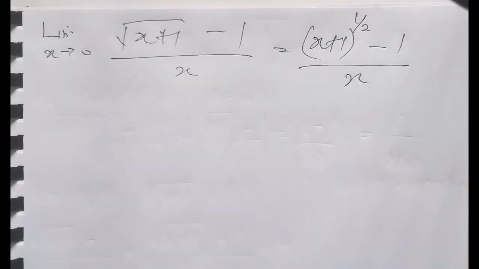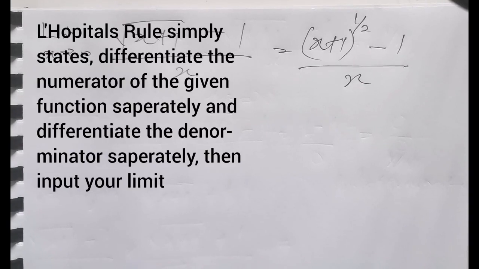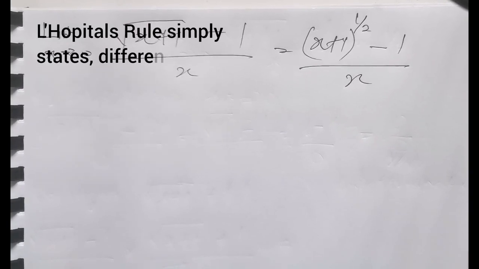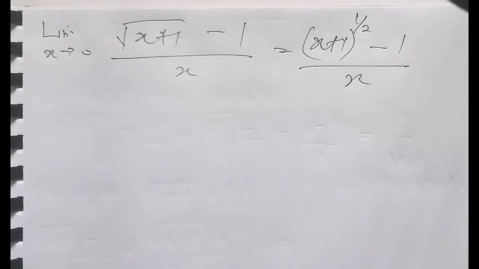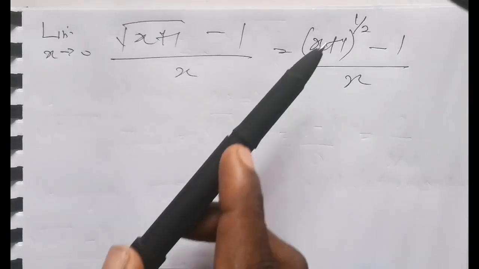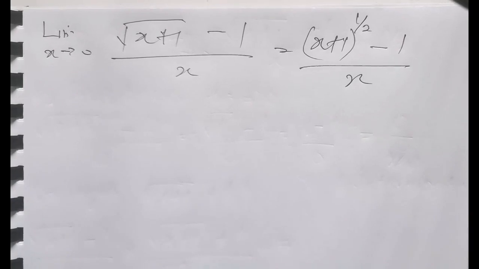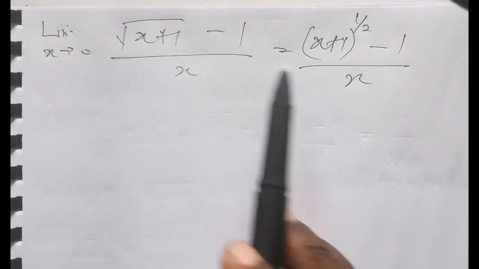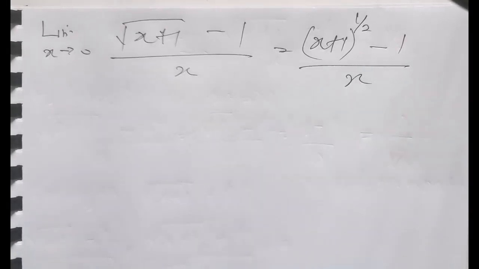Now, by L'Hopital's rule, the rule simply states differentiate the numerator separately and differentiate the denominator separately, then impute your limits. So I am not going to be employing the quotient rule of differentiation here simply because I have two terms dividing. By L'Hopital's rule, differentiate the top separately, differentiate the bottom separately, just like you will carry out your normal derivative. So let's do this and see.